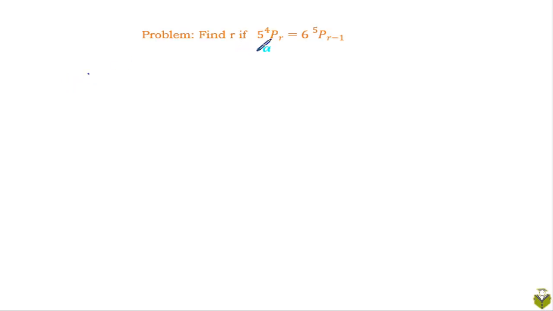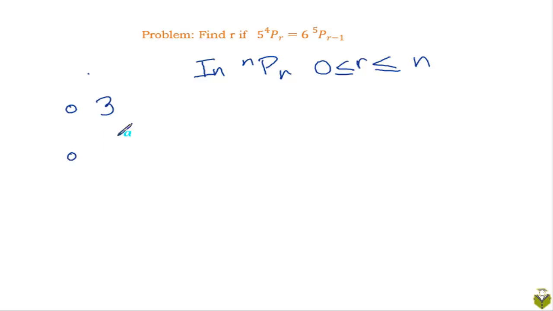And remember this thing that always in nPr, r has to be between 0 and n. This is the crucial part. Then you should be able to actually solve this problem. And the options are 3, 5, 8, and 10. And the answer is 3.